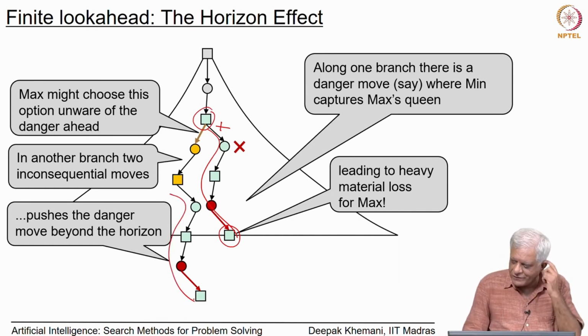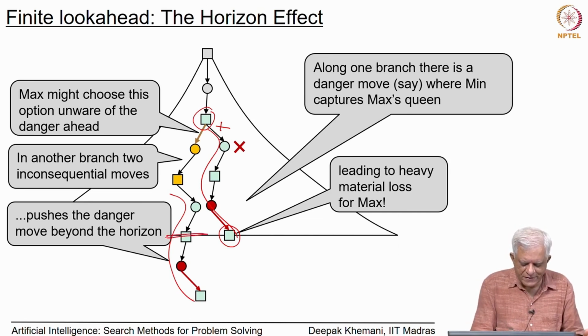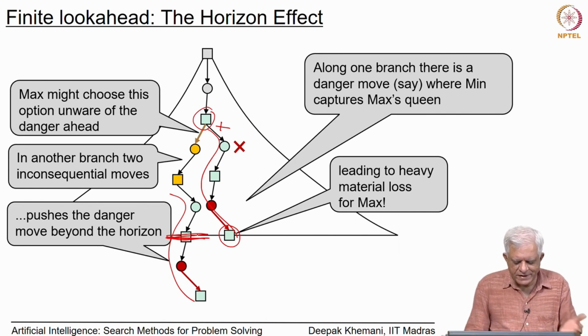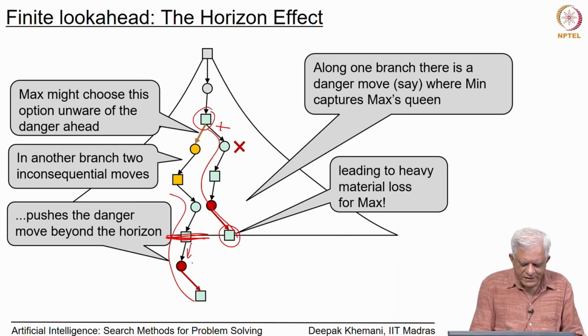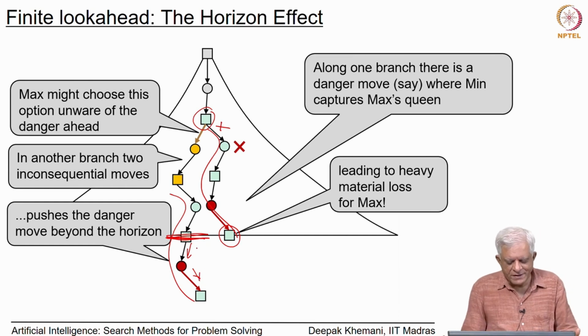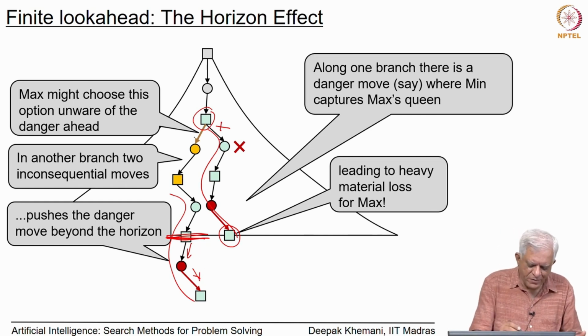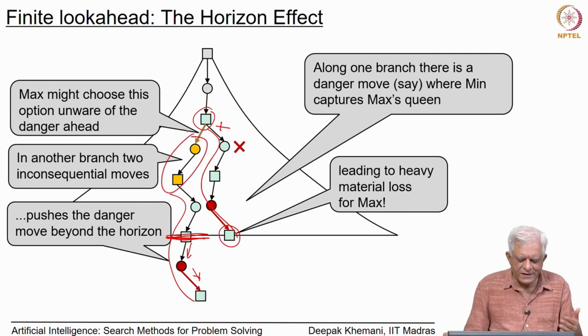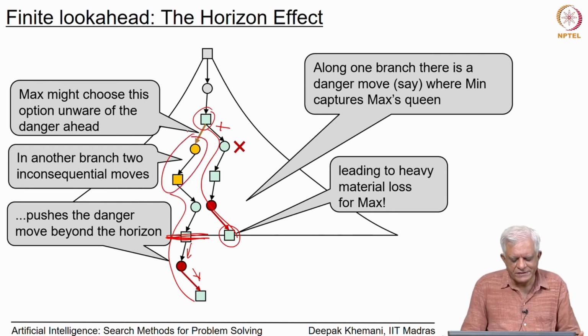This danger move, which is in the red circle for min, gets pushed beyond the horizon, because the search is only going to be at this level, it is going to terminate at this level. Max might not realize the danger lurking beyond that move, that if Max were to make this move, then min would capture its queen, and it cannot see it because it is beyond the horizon, and this has gone beyond the horizon because of this couple of inconsequential moves that you made somewhere on this board.